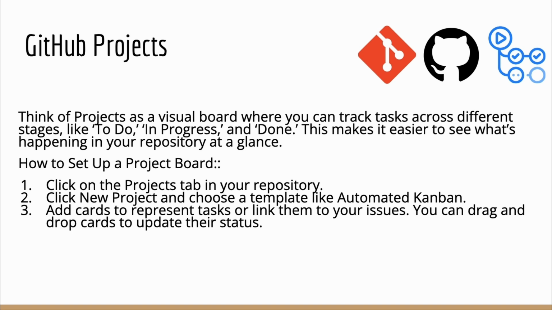It also allows you to see what still needs to happen, what's already happened, what's blocked, etc. And it's all once again in the same space. So if you want to set up a project board, you click on the Projects tab in your repository, you click New Project and you choose a template, and then you can add cards to represent tasks, or you can link them to your issues. And you can drag and drop these cards to update their status.